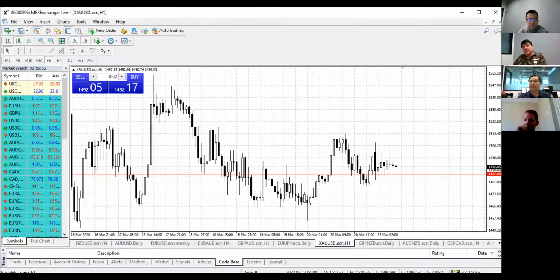I mean, I've got a support area at 1487. It's hovering over that. But I just like to see some sort of move with some conviction before I'll say I'll be in. I don't get in full size right now. I'm like 0.5% per position. So that's my take on gold right now.